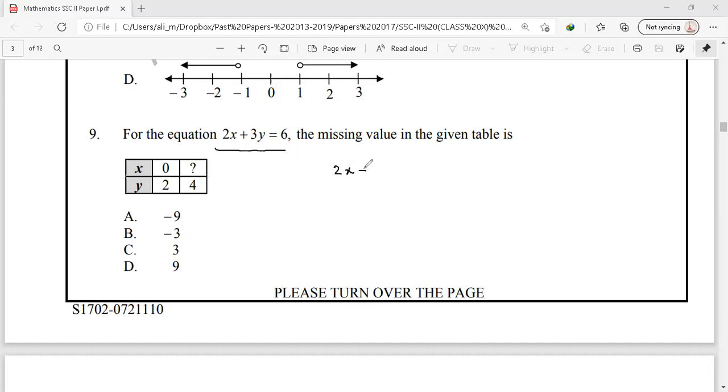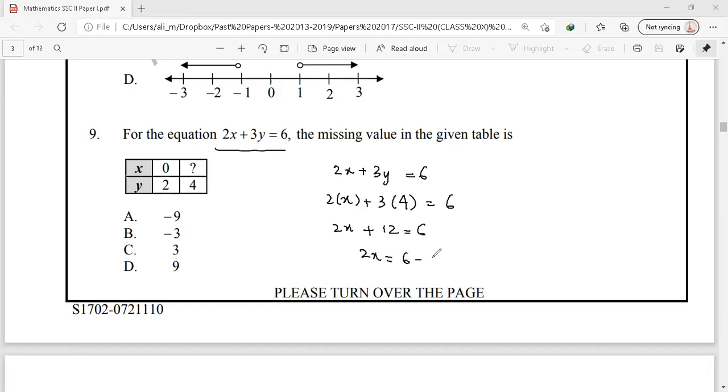So let's take this equation 2x plus 3y equals 6, and we have to find the value of x. So let's replace the value of y with the given value, 4. So 4 times 3 would be 12. So the equation would become 2x plus 12 equals 6. So this 12 will be subtracted on the other side of the equation.